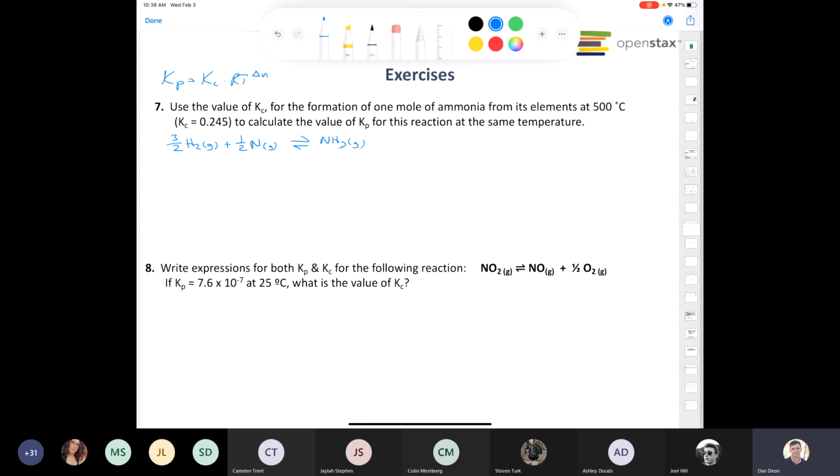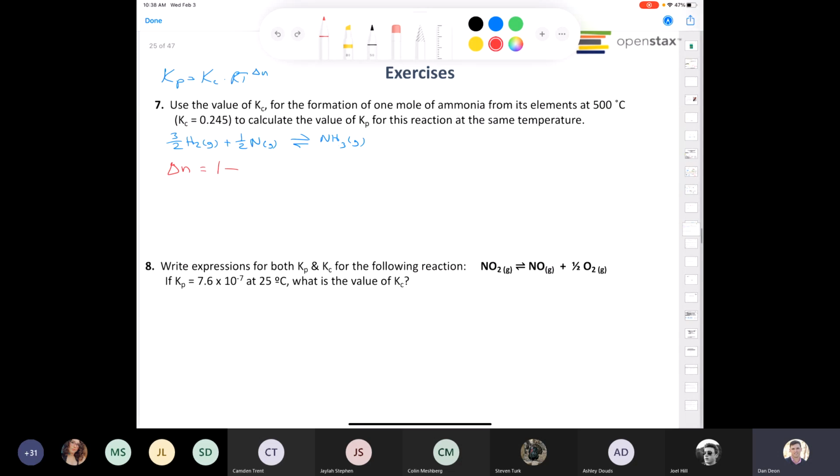We have 3/2 moles of H2 plus 1/2 mole of N2 gas in equilibrium with NH3 gas, like that. NH, that's supposed to be a number 3. See what happens when you try to rush. Okay, what's our delta n? Delta n is equal to the total number of moles of gas over here, which is 1, subtract the total number of moles of gas over here, 3 over 2 plus 1 over 2. That equals 4 over 2, that equals 2. So 1 minus 2 is equal to negative 1.